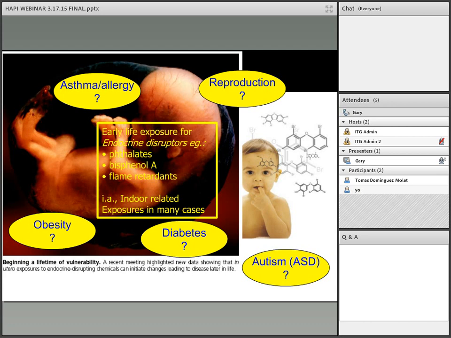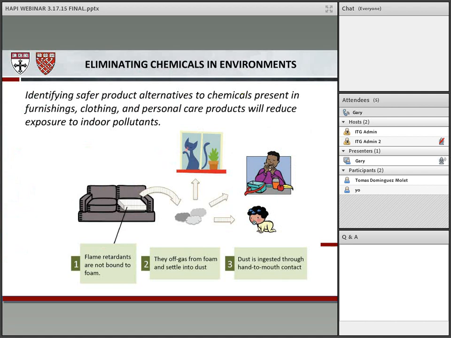So once again, this is sort of an ongoing story. A lot of people are interested in this. The challenge is that a lot of these exposures aren't like traditional toxicology, where you have cellular damage or damage at a molecular level. It's really about signaling. It's really challenging to look at these.